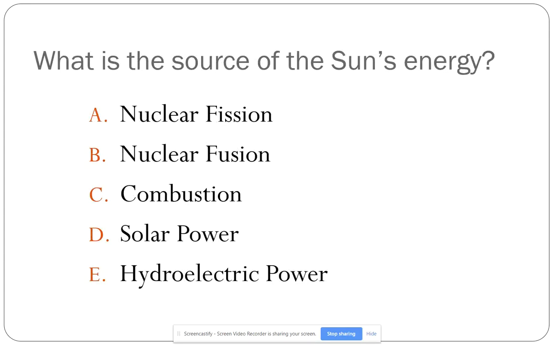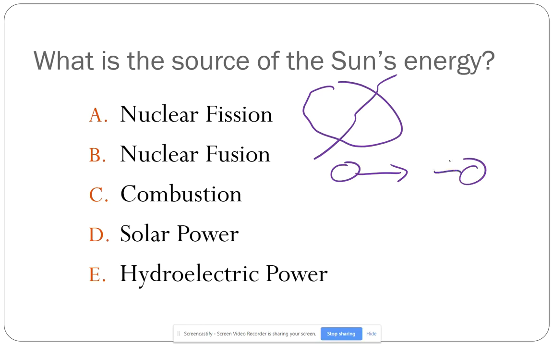Okay, I guess my time is up. Let's just end with this. What is the source of the sun's energy? And just to make sure we're clear, nuclear fission is when you have an atom that splits in half, or into two pieces, not necessarily in half. Nuclear fusion is when you have two things come together to become one, kind of like a wedding. Combustion is burning stuff. That's a redox reaction. So you have, like, a fire's combustion.